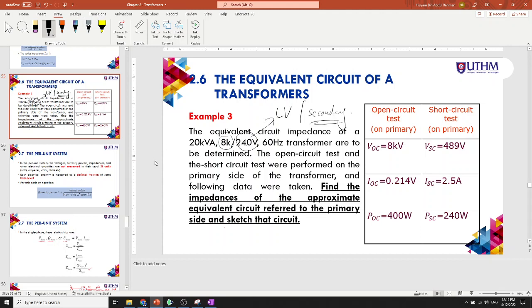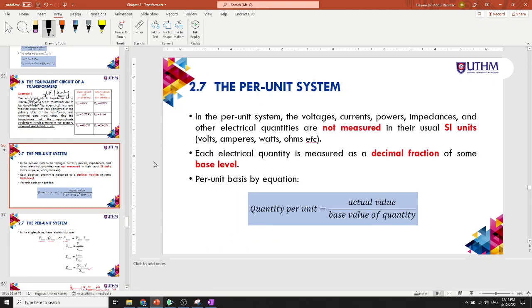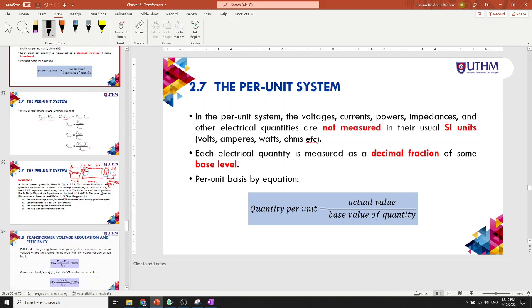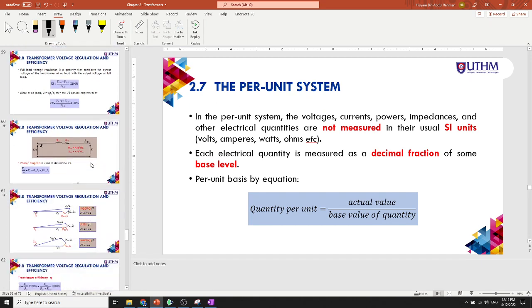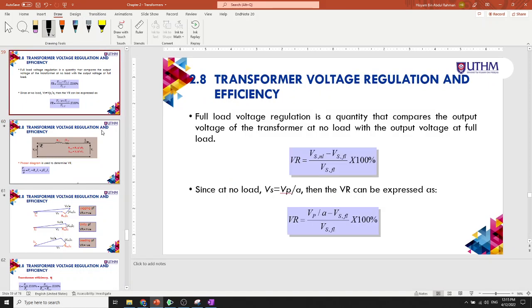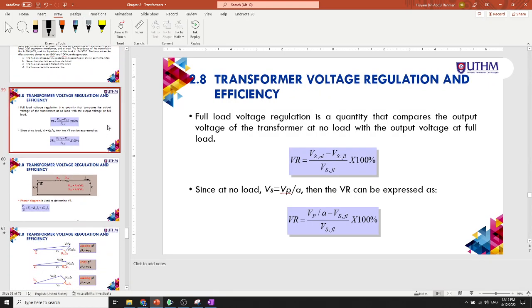Before we continue, 2.7 is removed from the syllabus. So we will not cover it. The per unit system, we will not cover. Later we will go directly to 2.8. However, we take a break. We take a 10-minute break.